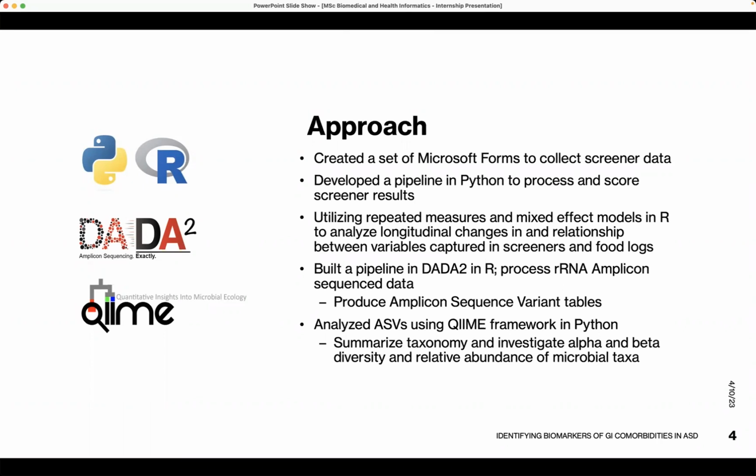Finally, I built a pipeline in a framework called DADA2, also in R, to process the 16S rRNA amplicon sequenced data and produce the amplicon sequence variant tables. That then allowed me to analyze those ASVs using another framework called QIIME, which was in Python, to summarize the taxonomy of the samples and investigate the alpha and beta diversity, as well as the relative abundance of the microbiota in the sample set.